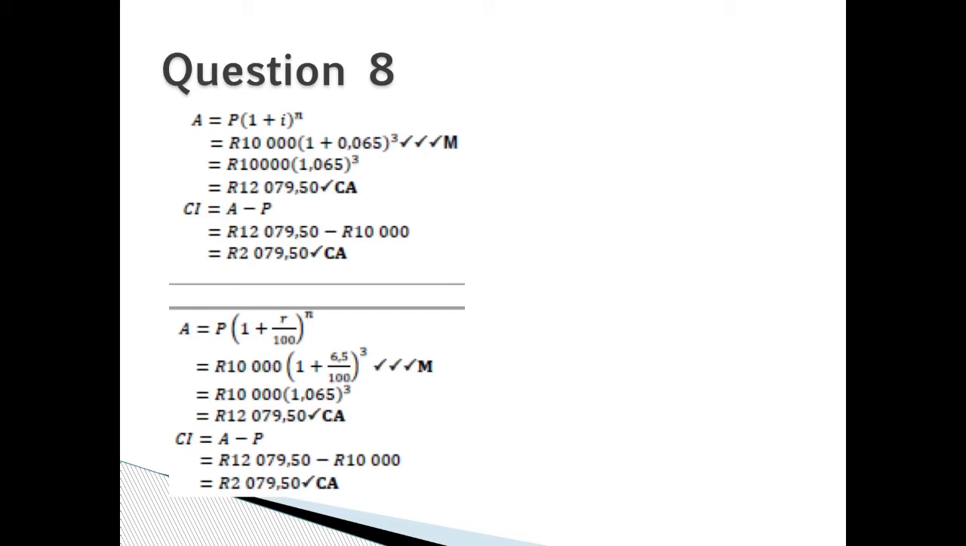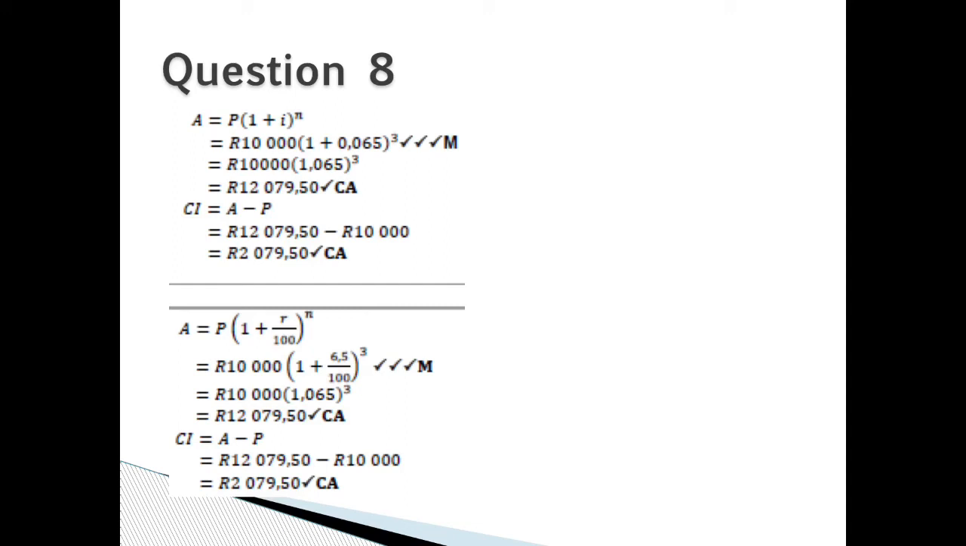If you use the formula A is equal to P, and in brackets 1 plus R over n, to the power n, it would be 10,000 in brackets 1 plus 6.5 divided by 100, to the power 3. You would still get to 12,079 rand 50 cents. And then when you remove the principal, you'd be able to calculate the interest of 2,079 rand 50 cents.